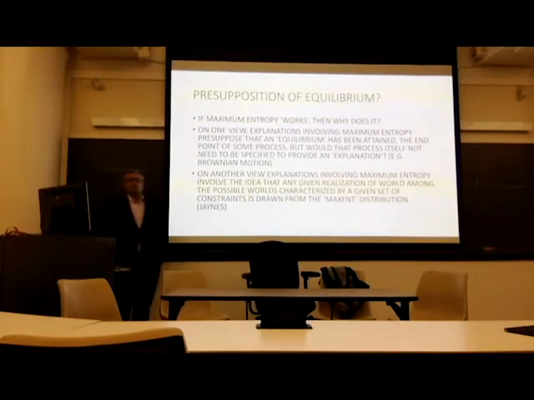Now, what is the presupposition of equilibrium talk in this domain? And in particular, if maximum entropy works, quote unquote, then why does it work? Now, on one view, which is I think the most prevalent view in statistical mechanics, explanations involving maximum entropy presuppose that an equilibrium has been attained as the end point of some process. And I will explain a little bit more about this in the next slide. Some process of, for example, molecular diffusion or interaction.